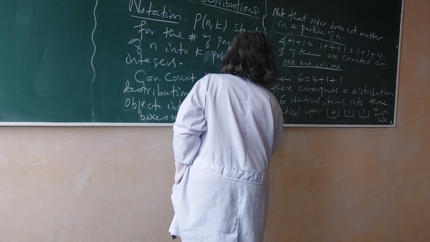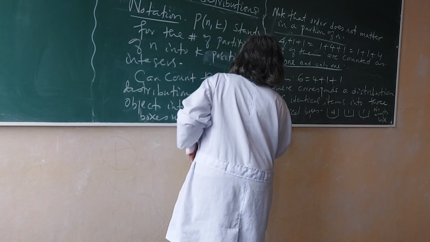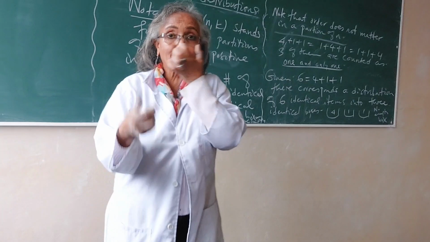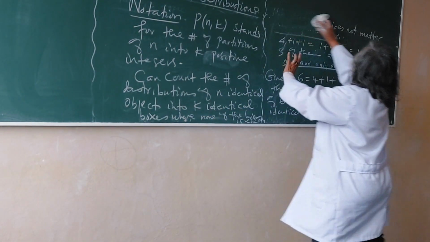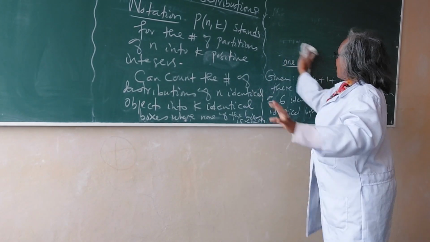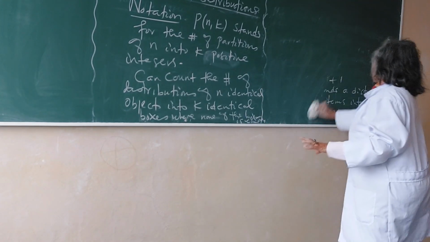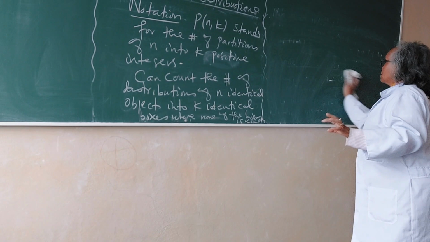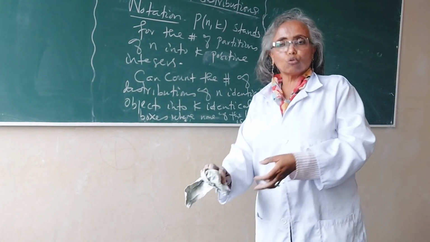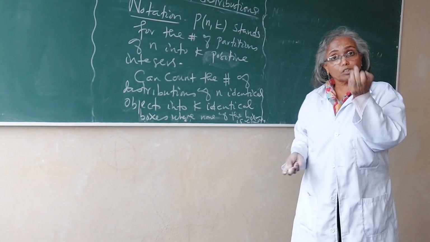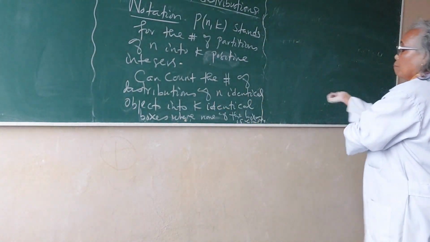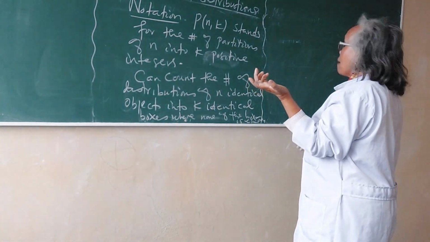Is empty. So P and K can count, in particular, those distributions of n identical items into K identical boxes where none of the boxes is empty, but we need to count those distributions with empty boxes too, okay? With some of the boxes empty.